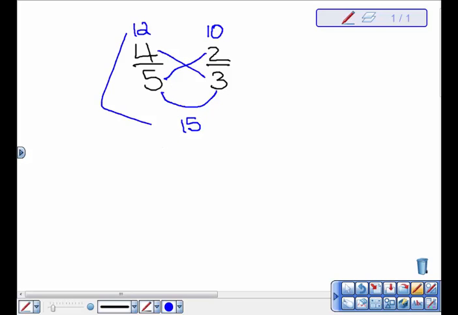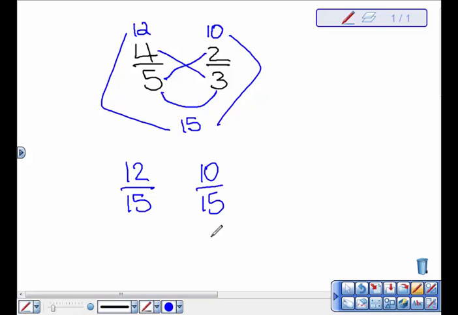I'm going to put these two pieces together, and I get 12/15. And I'm going to put these two pieces together, and I get 10/15. Now, if you remember, those are the same fractions we came up with before. It was just a little bit more basic.